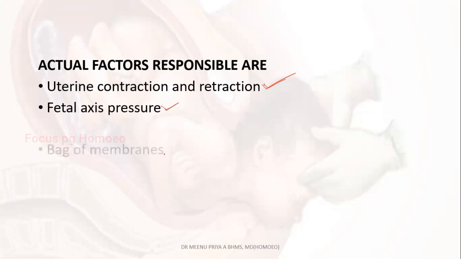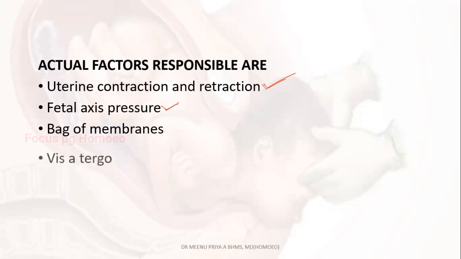So there is fetal axis pressure and there is formation of the bag of membranes, which produces pressure on the cervix, and there is dilatation of the cervix. And vis a tergo, this is a propulsive phase mechanism we will be seeing further. So it is just the preparation for the expulsion of the fetus.